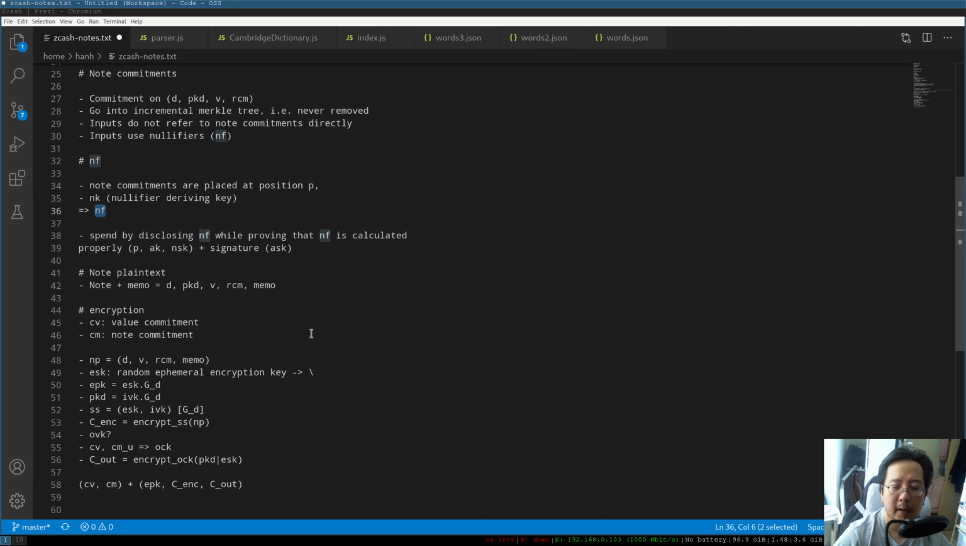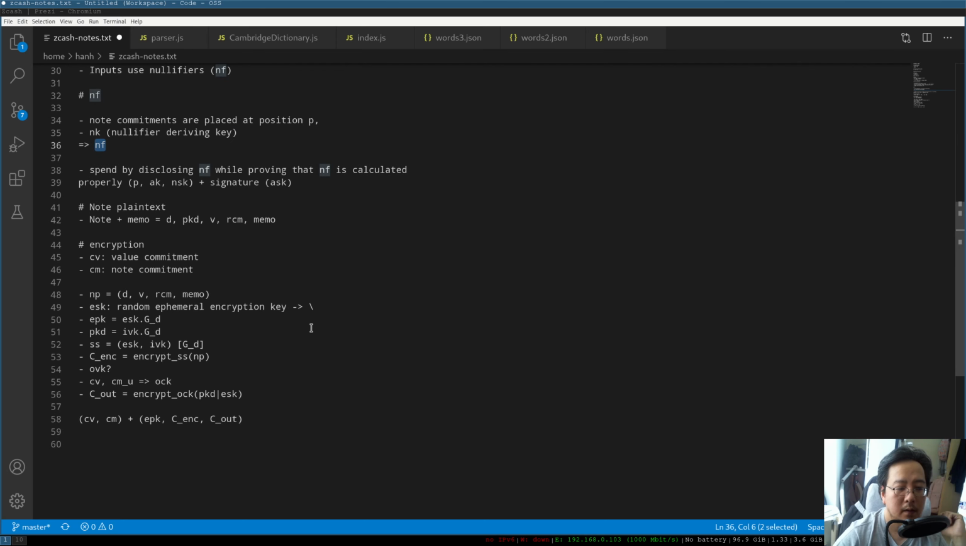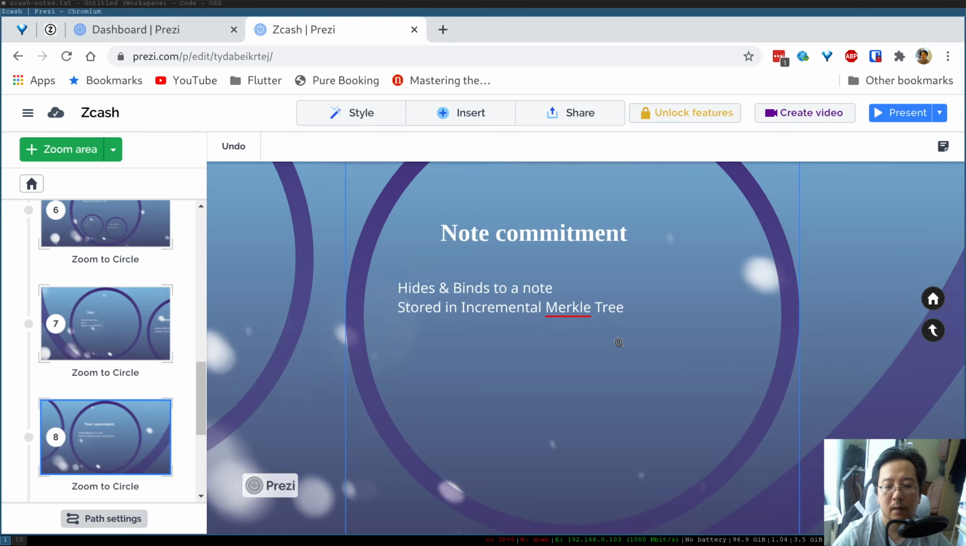How you create this new note, and now we're going to talk about the encryption for the spending note. It's again pretty similar. You have the note plaintext, right? So the note, we know that it's this thing.